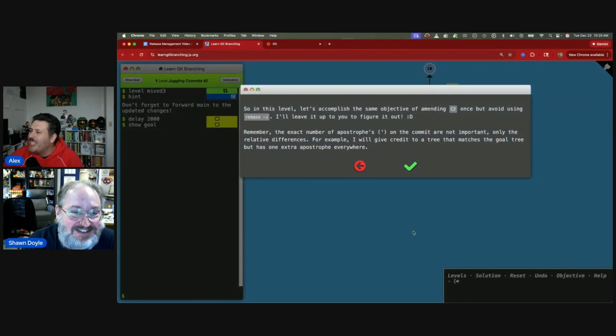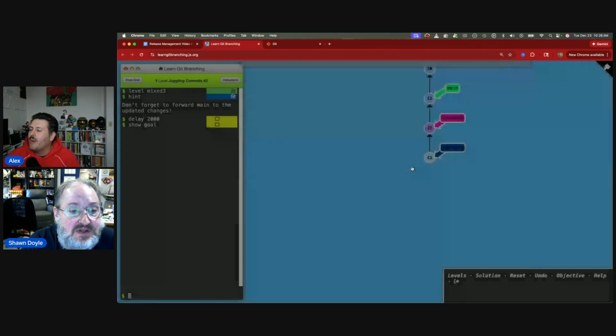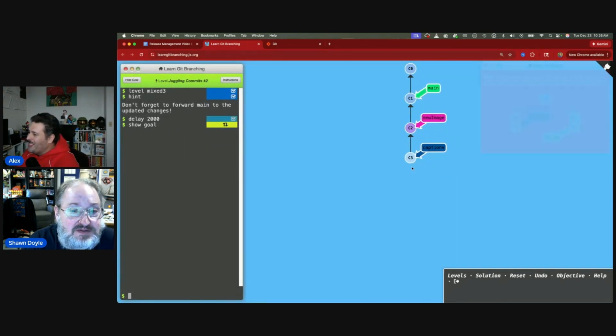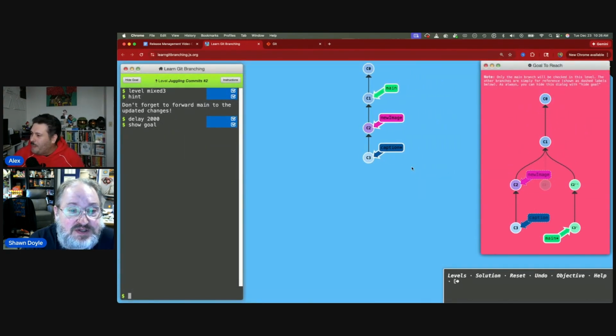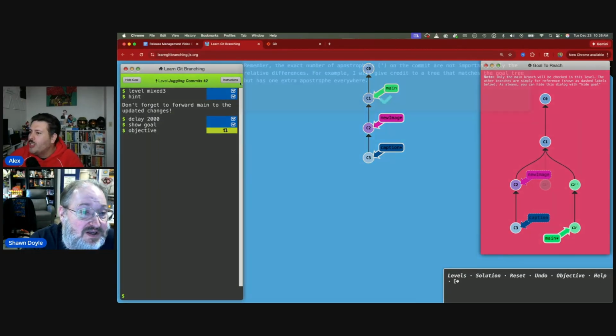In this level, let's accomplish the same objective as the other one, but avoid using rebase. Thank you. I will gladly avoid using rebase. Well, it's going to leave it up to us to figure it out. The exact number of apostrophes is not important, only the relative differences. For example, I will give you credit for a tree that matches the goal tree, but has one extra apostrophe everywhere. Okay, so it looks like we have a similar starting point to the last one. Don't forget to forward main to the updated changes. Okay. Instructions, nothing helpful.